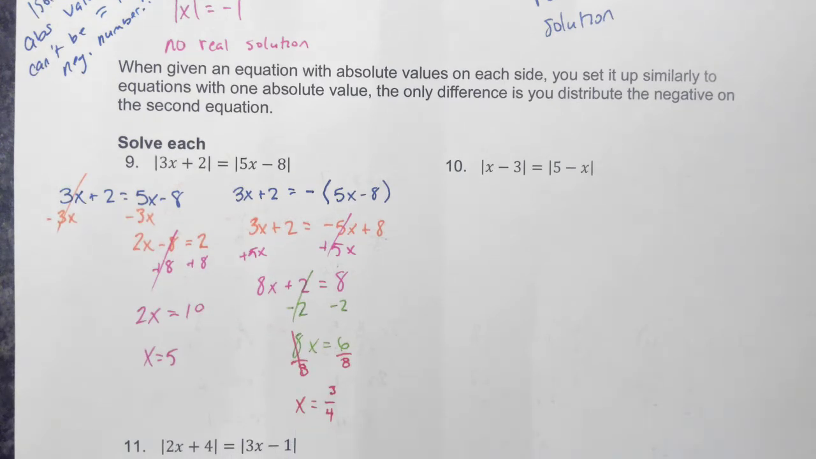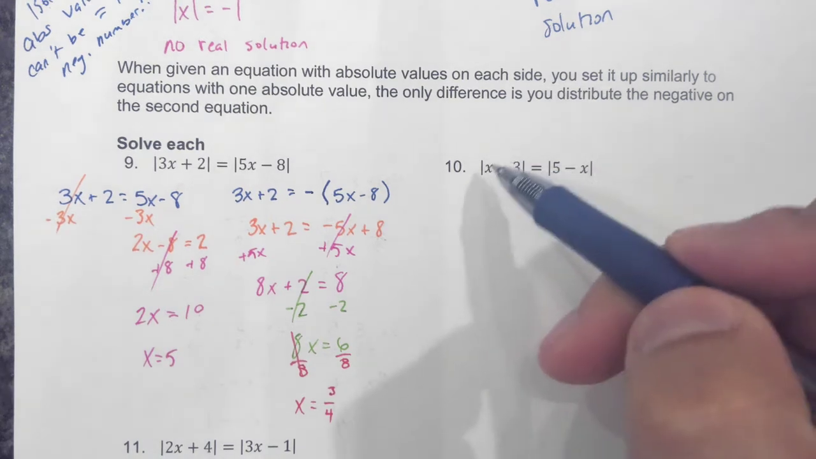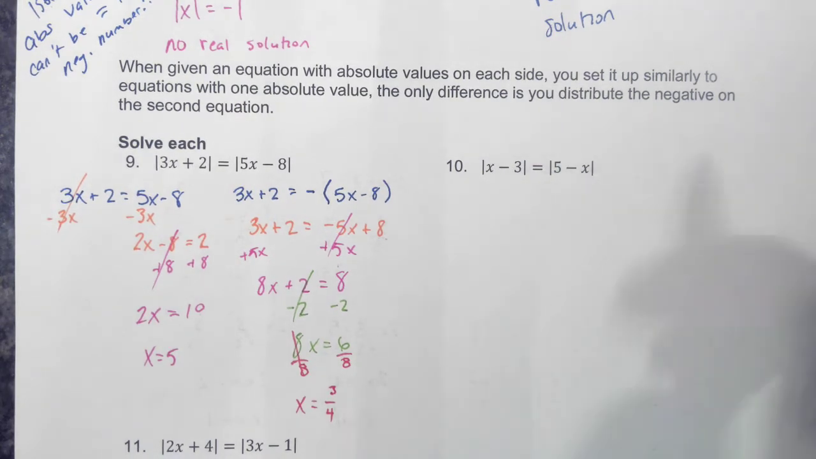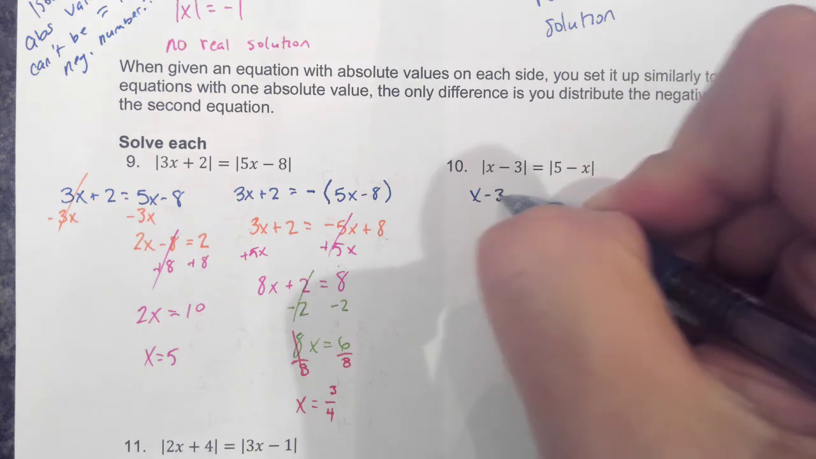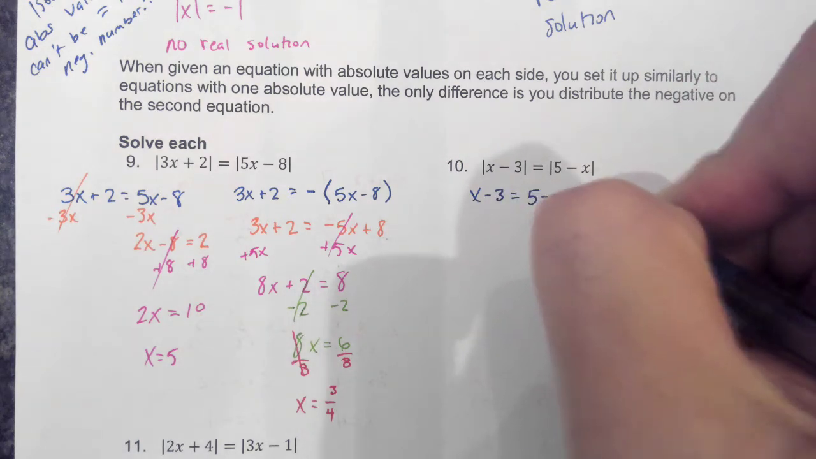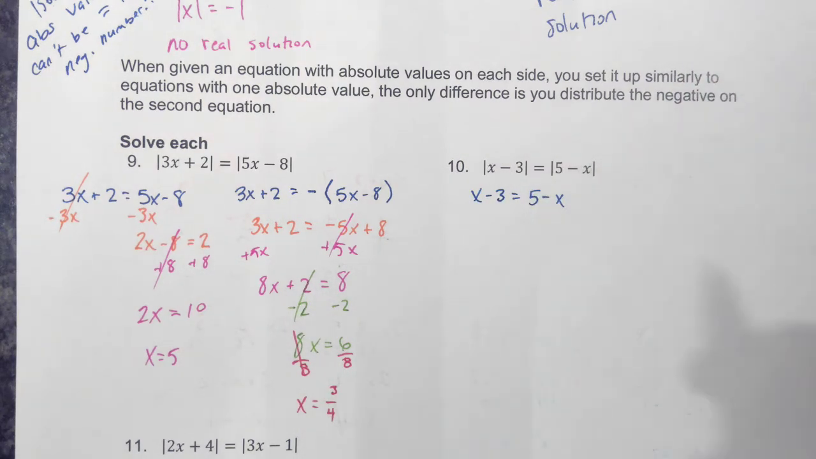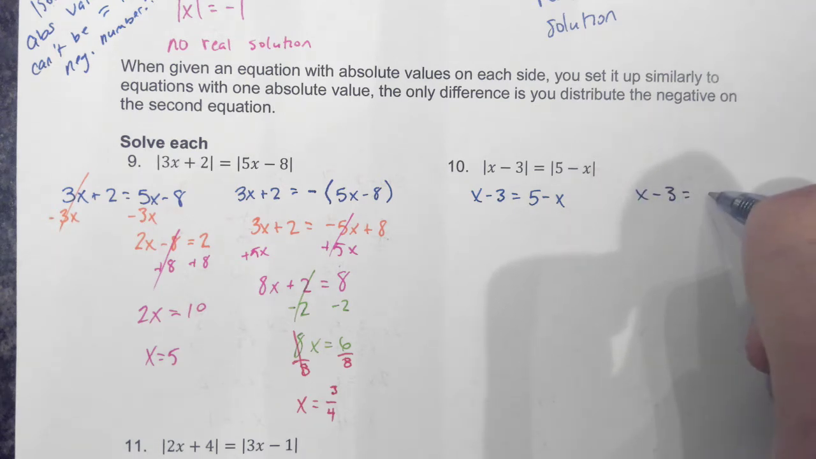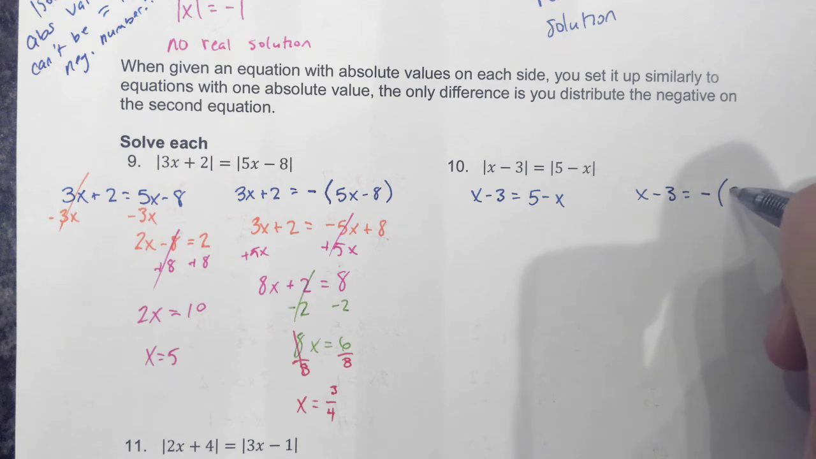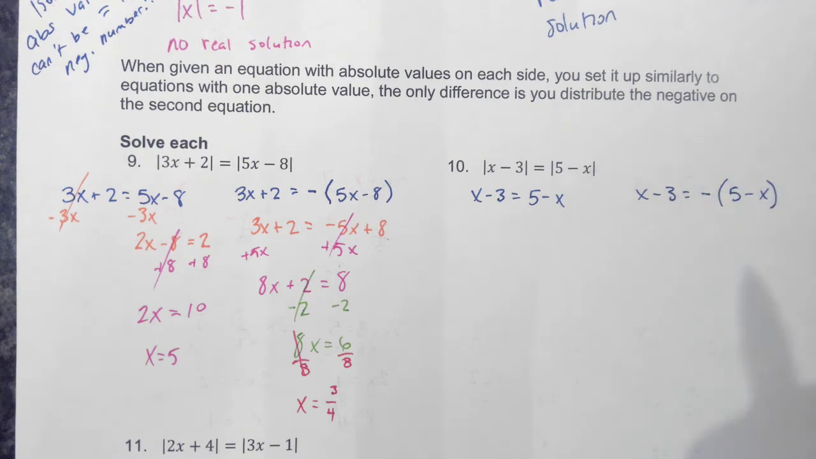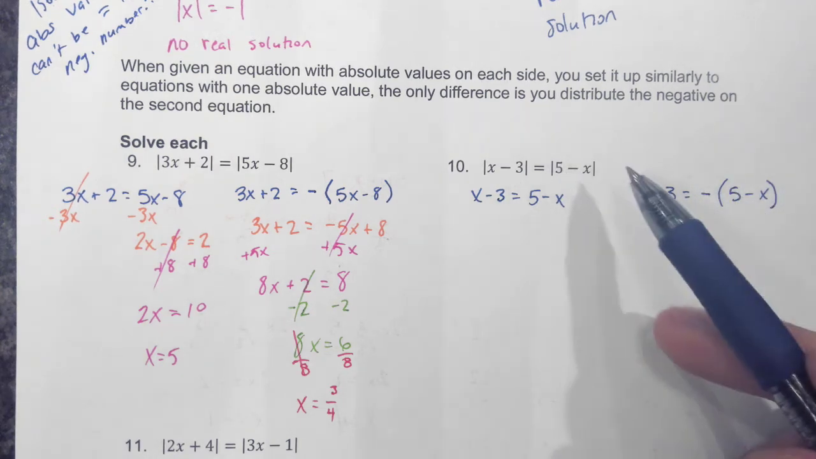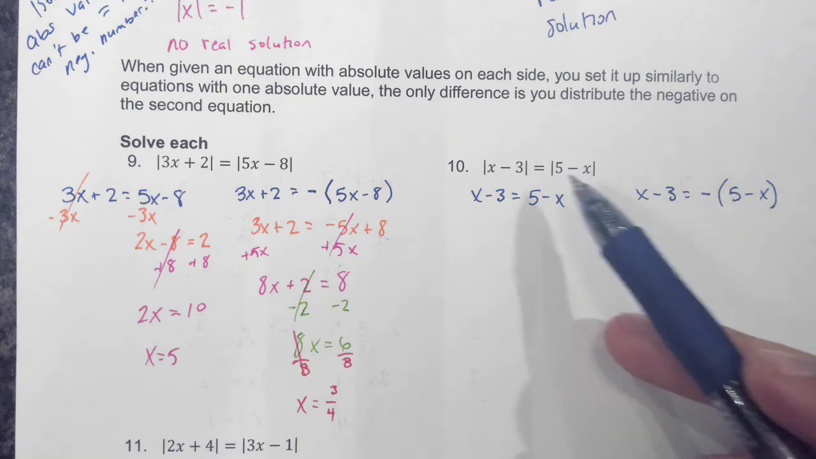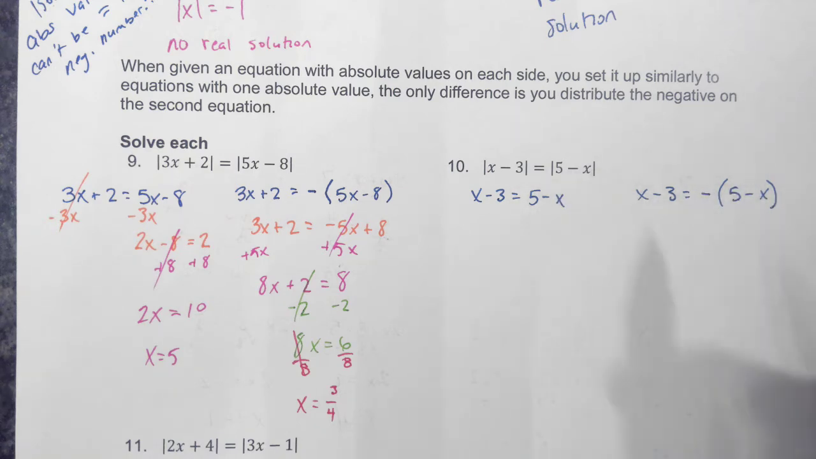Awesome. Let's look at number 10 together. So again, we have absolute values on both sides of the equation. So our first equation is going to look the exact same. Just drop the absolute value symbols. My second equation, we have to put the second part in a parenthesis and distribute a negative. Okay, so notice, second one goes in a parenthesis. We put a negative on the outside of that.